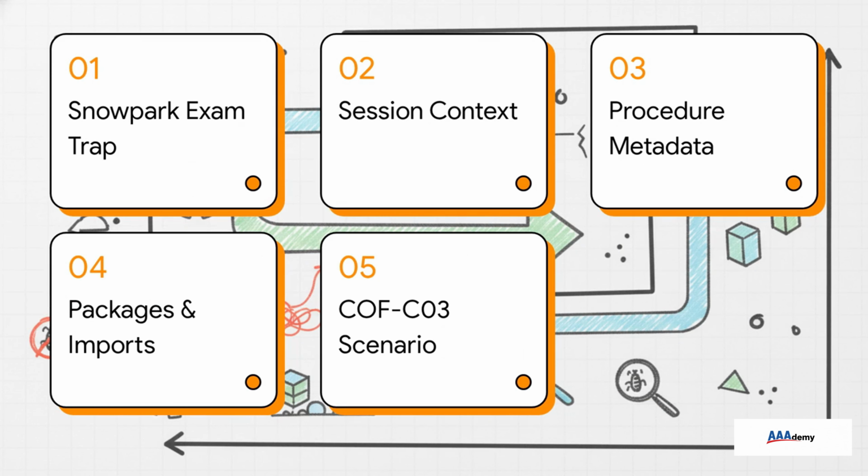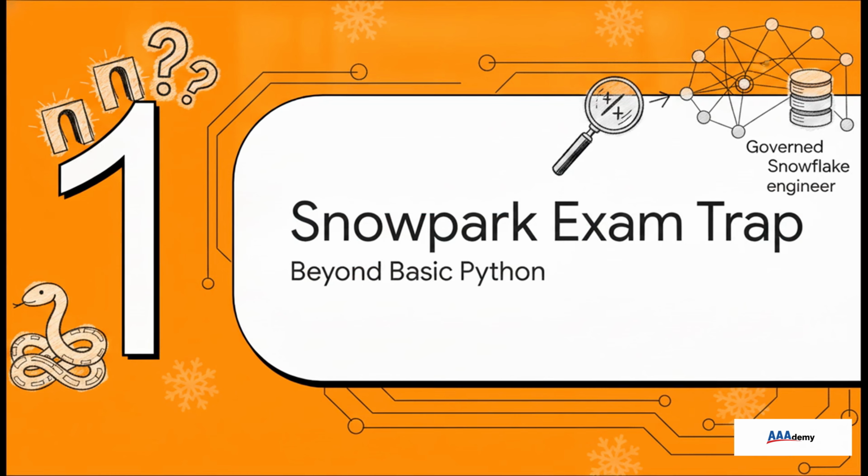So here's our troubleshooting roadmap for today. First, the Snowpark exam trap. Second, Snowflake session context. Third, stored procedure metadata. Fourth, packages and stage imports. And finally, beating the COF-C03 scenario. Let's get into it. All right, part one, the Snowpark exam trap, going beyond basic Python.